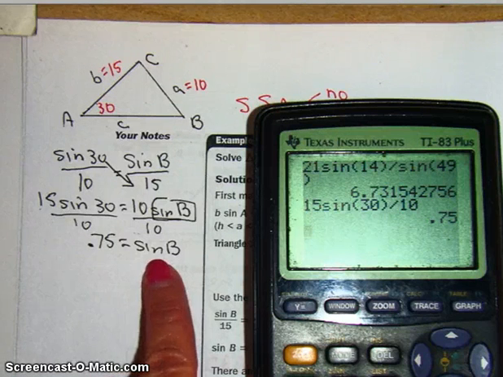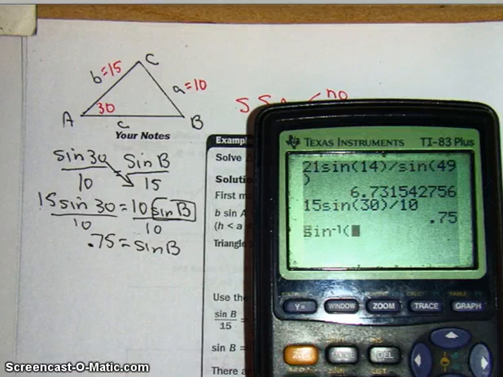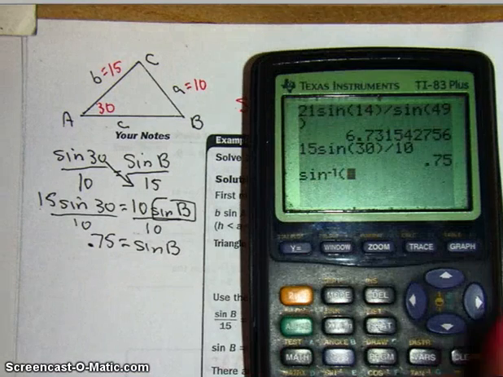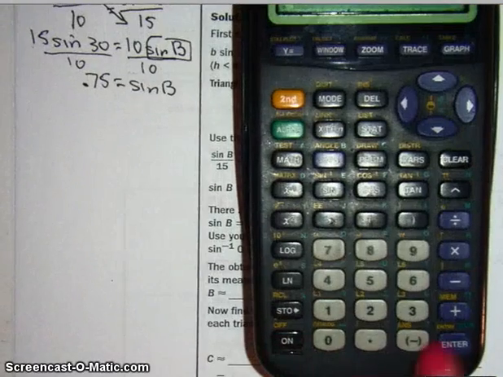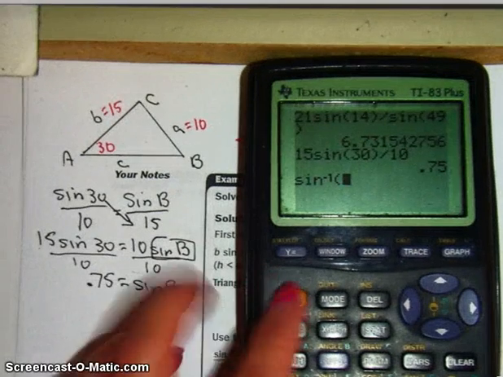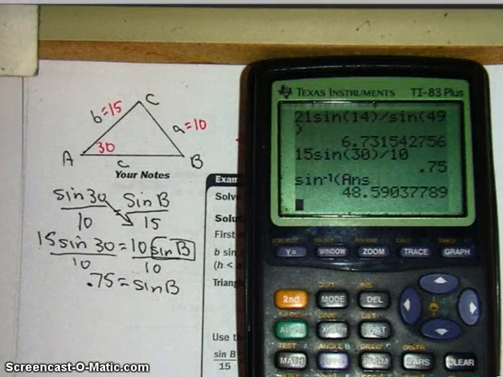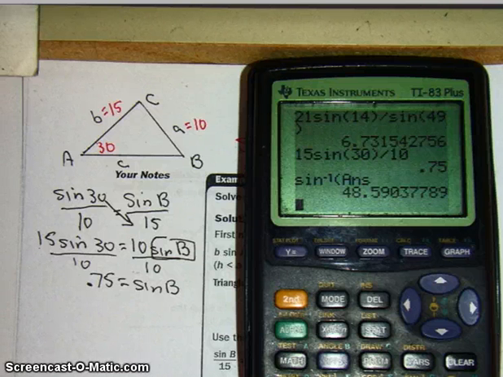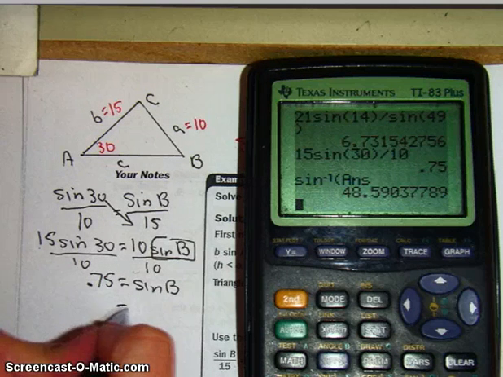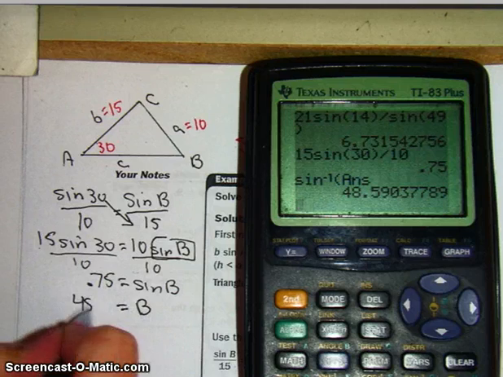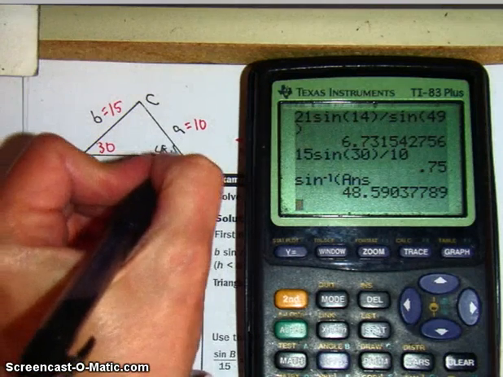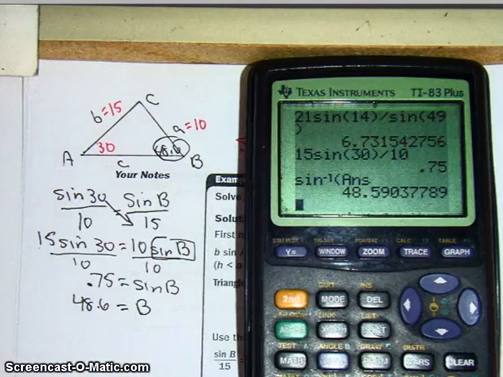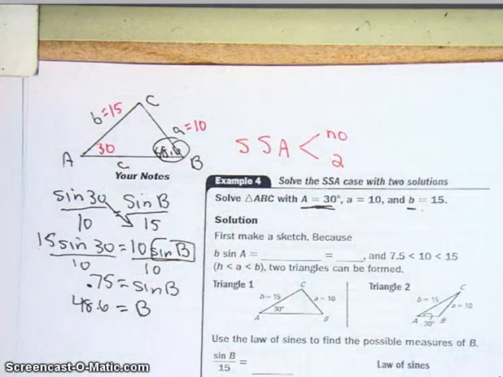So once you're finding the angle, we'll do inverse sine, so do second sine. And then if this were a long decimal up here, you'd hit second answer. Does everybody know where answer is? Right there. So second answer. Okay, and we got 48.6. Everybody good? So go ahead, put it in your picture, and circle it, 48.6.